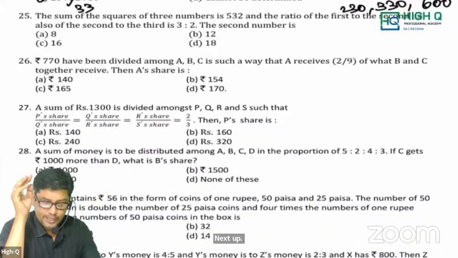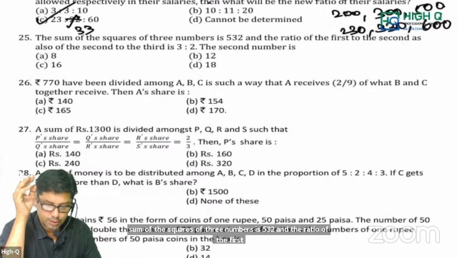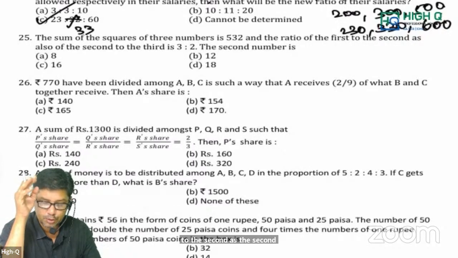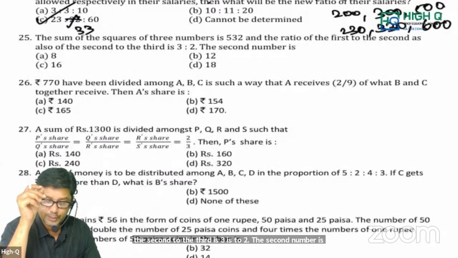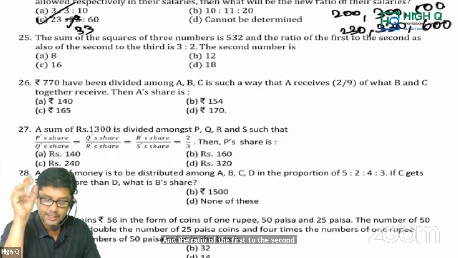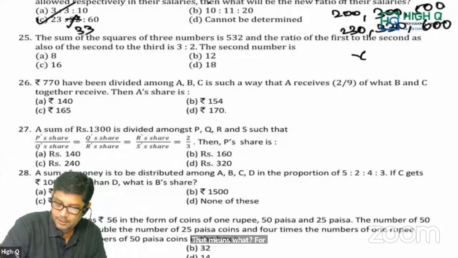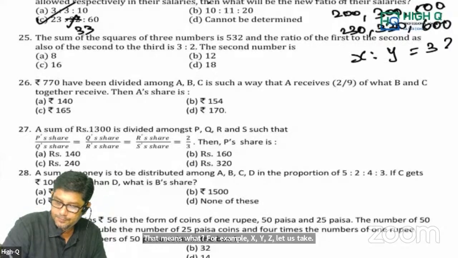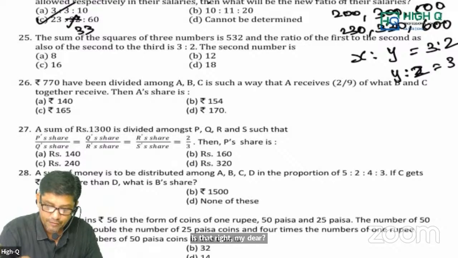The sum of the squares of three numbers is 532 and the ratio of the first to the second, as also of the second to the third, is 3 is to 2. The second number is... That means what? For example, x, y, z. Let us take x is to y also 3 is to 2, y is to z also 3 is to 2. Is that right, my dear? This is what is given. Now we need to find out the second number.